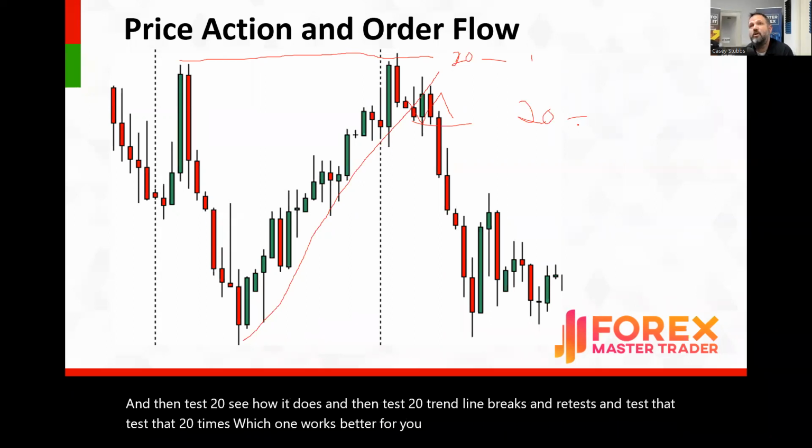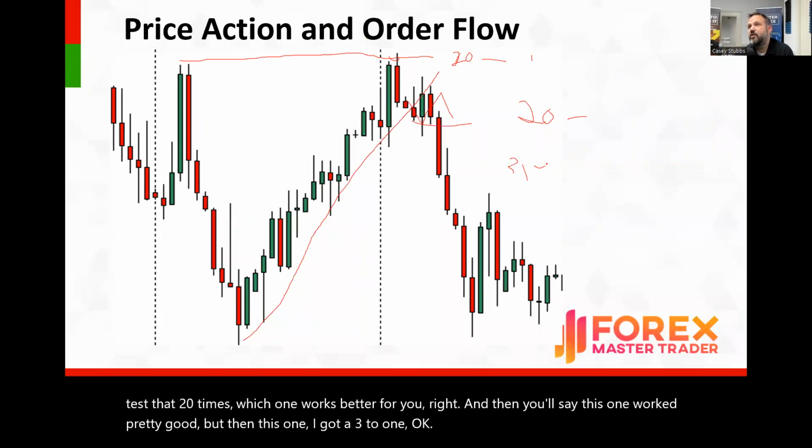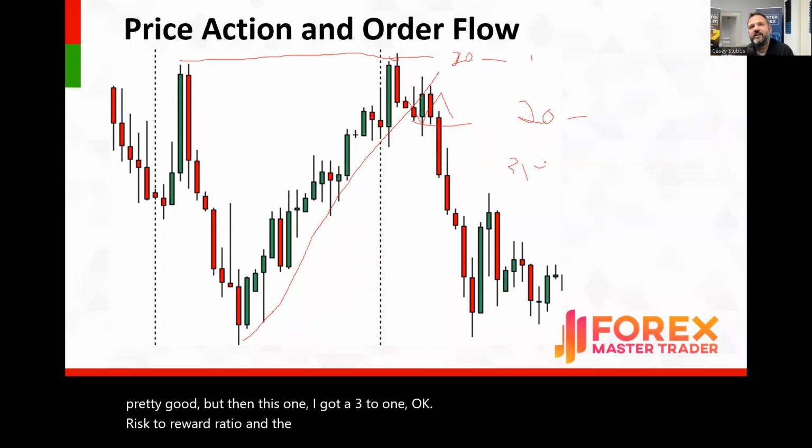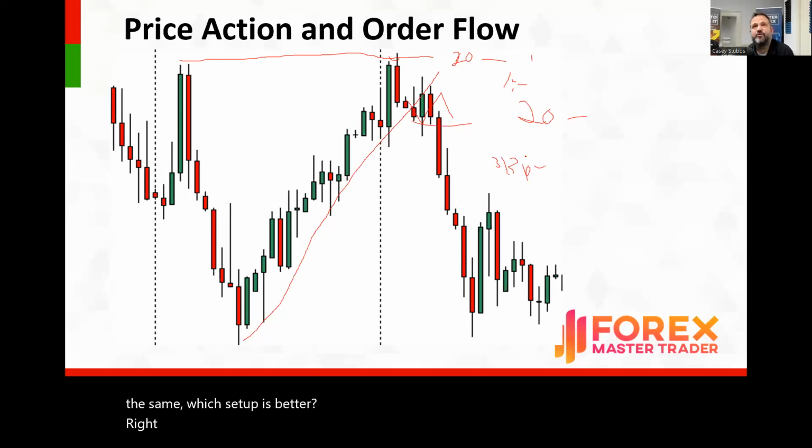Then you'll say, oh, this one worked pretty good, but with this one I got a 3-to-1 risk to reward ratio and the same winning percentage. So if this one was a 1-to-1 risk to reward, and this one was a 3-to-1, but the winning percentage was the same, which setup is better, right? And then, just to make sure, go back and test the original one again, maybe with one twist.